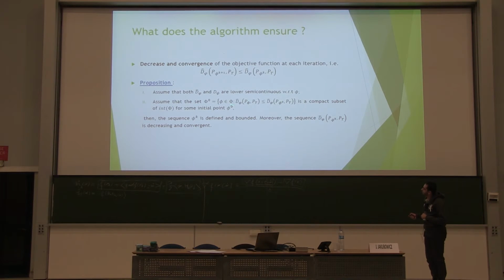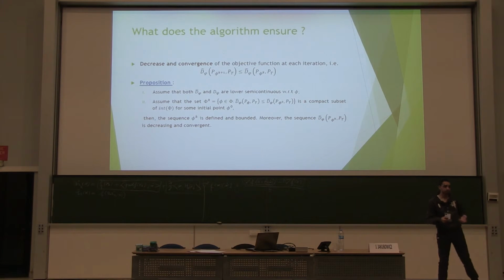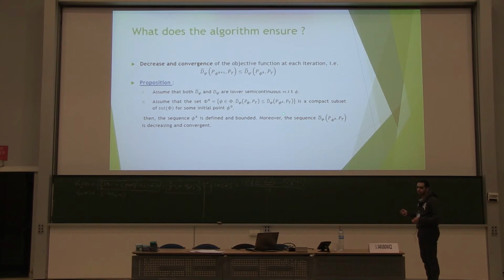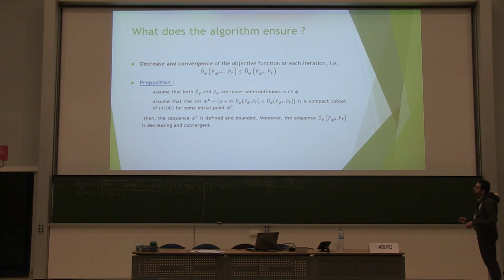There is another, not very clear assumption where we take a set Phi 0, which is the set of all vectors for which the objective function, the estimated divergence, has a value less than the initial one. Phi 0 here is the initial point of my algorithm. So I take just the space which ensures a decrease of the algorithm. I suppose that this set is a compact set. This assumption can be replaced by a compactness assumption over the parameter space.